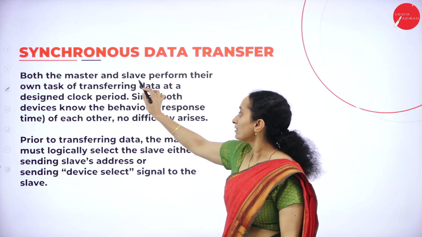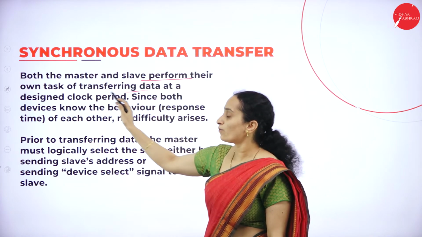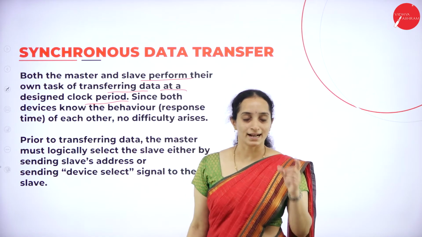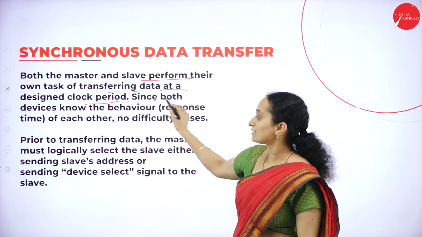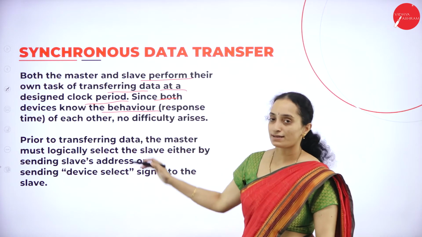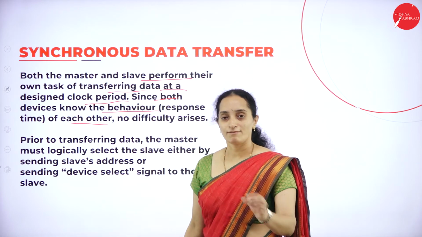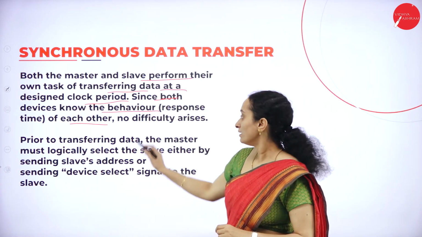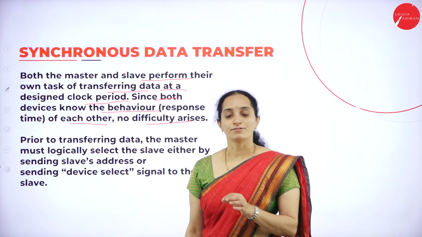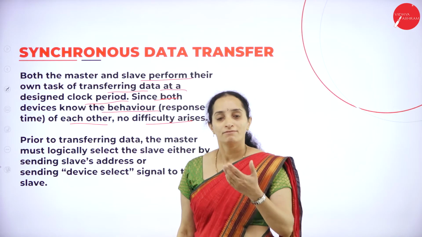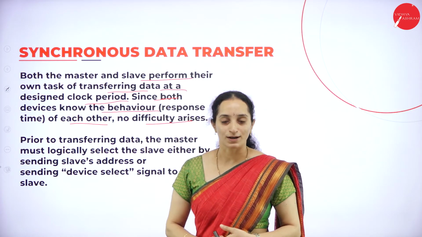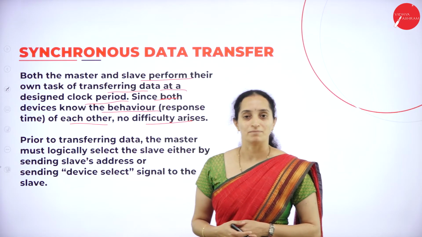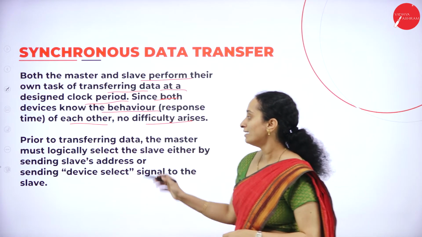Okay. In this, both the master and slave perform their own task of transferring data at a designed clock period. At that clock period, the data will be sent. Since both devices know the behavior and the response time of each other, in which time the response comes, how many time slots or time delay is needed to get a response, there will be no difficulty. One of the beauties of synchronous data transfer is that we know about each other, so there is no need to send the acknowledgement. You can just transfer the data as is. That is what happens in a synchronous data transfer.